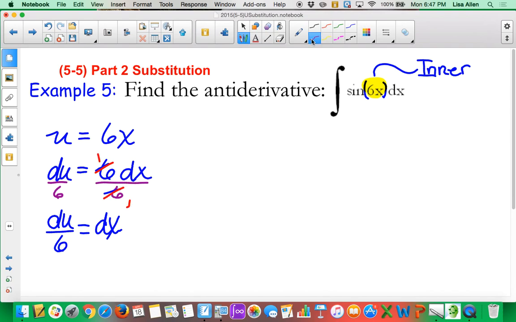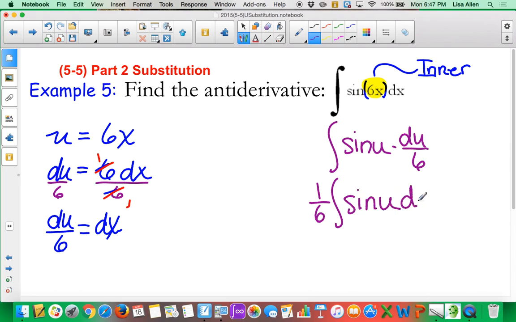So we're going to integrate. We're going to do the switch over here. So I get the integral of sine u times the du over 6. I'm going to pull the 1/6 out, and we have the integral of sine u du. So our integrand is just sine u.